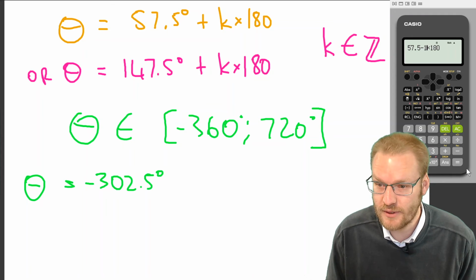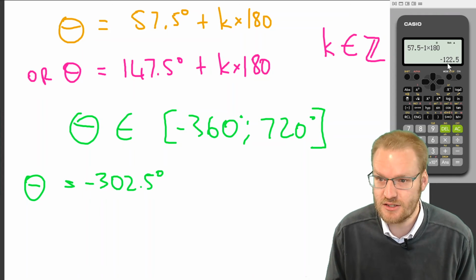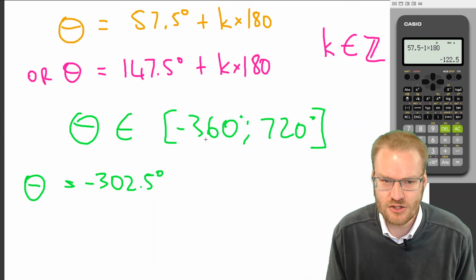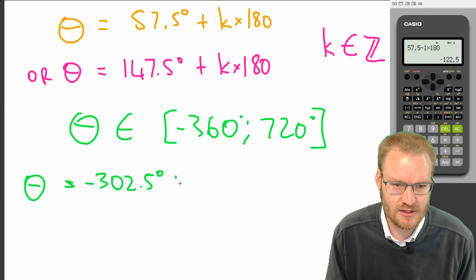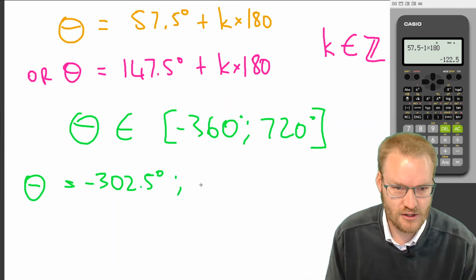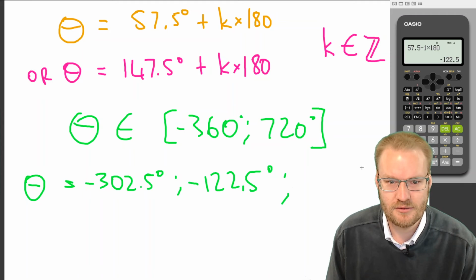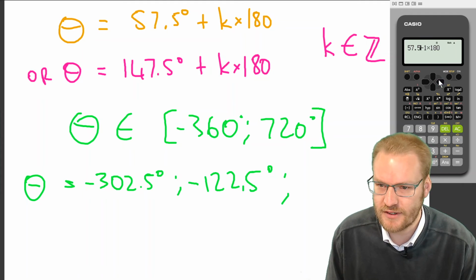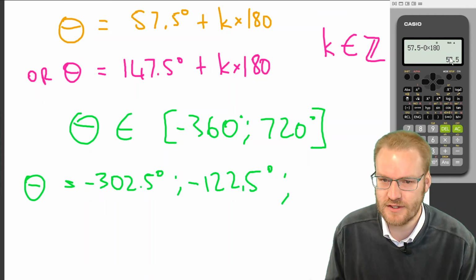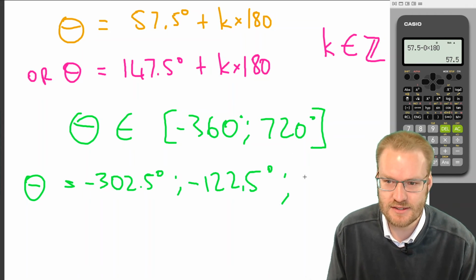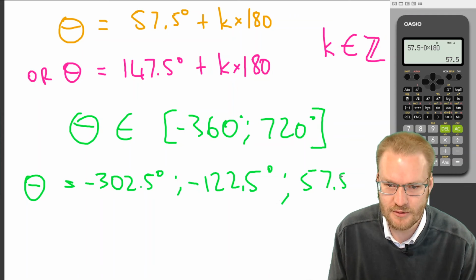So minus 1 times that, so I can see minus 122,5. Does it fit in this range? Yes, it does. So we've got a whole lot of options: minus 122,5. Okay, let's keep going. What happens if K is 0? Well, in other words, we're just going to be sitting at 57,5. Yes, that's here. So 57,5.